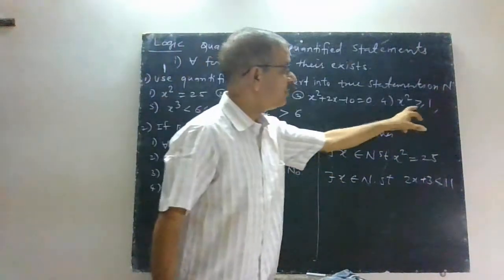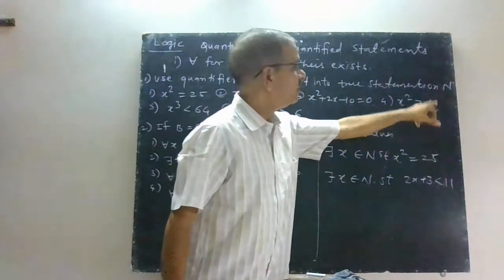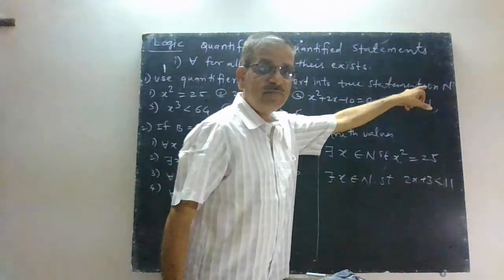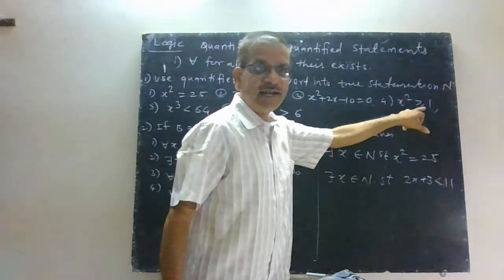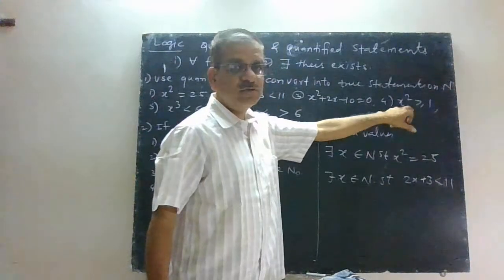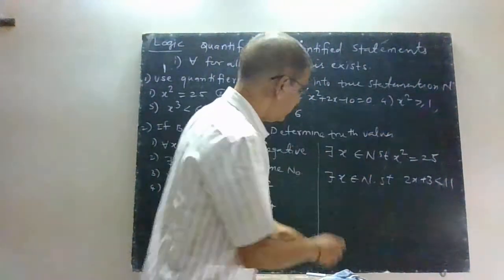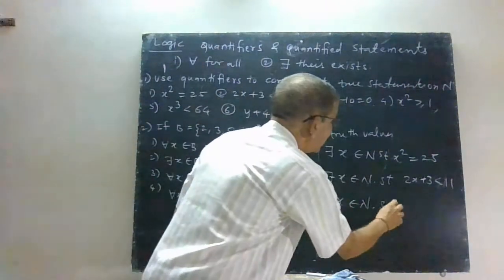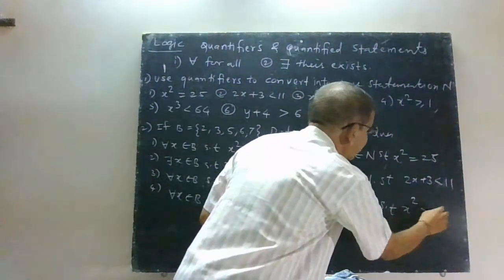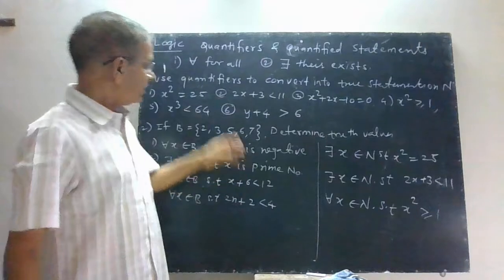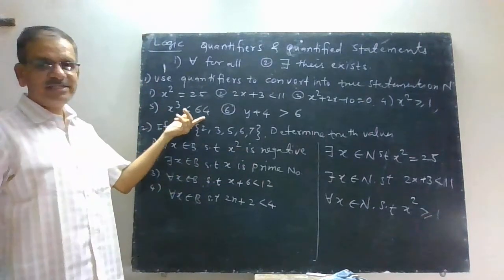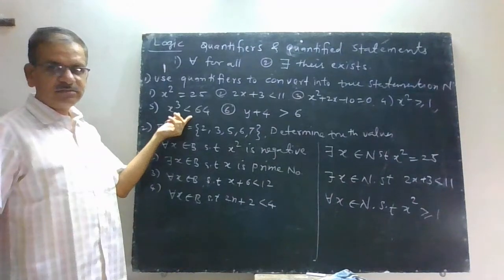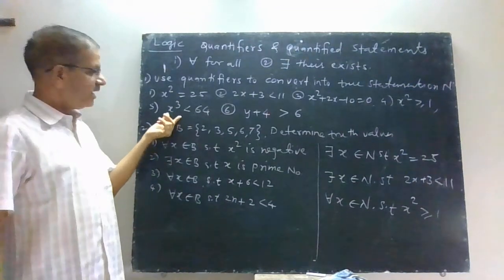Now see, x square is greater than or equal to 1. Now you can observe that for all natural numbers, the square is always greater than or equal to 1. So this statement is true for all natural numbers. So we will write for all x belongs to N such that x square is greater than or equal to 1. Now see next one. x cube is less than 64. That means x is less than 4.